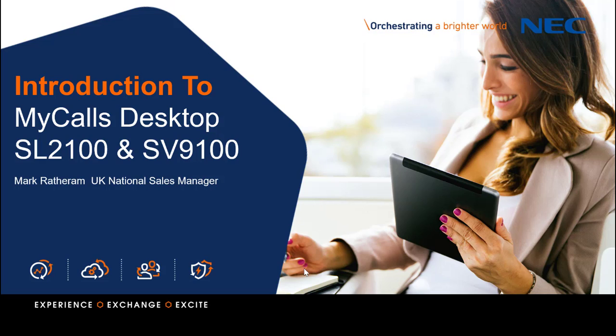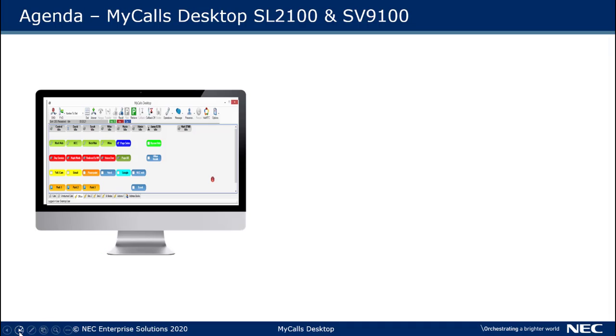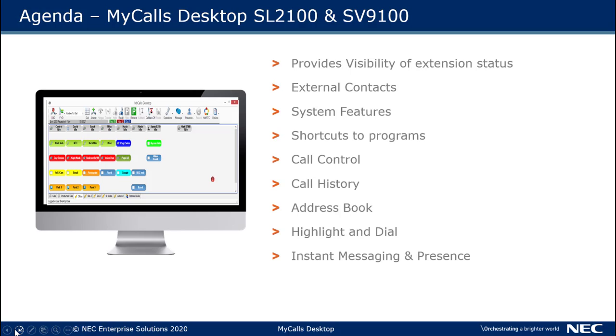So with that said, let's get under the hood and understand a few of the features and functionality that the application can actually provide you. So MyCalls Desktop, as we've already established, is an application that can work alongside the 2100 and 9100. It will provide you visibility of your colleagues' extensions, so we can actually see when they're on the phone, whether that be an internal call, external call, outgoing call, even when they've taken their phone off because they want a quiet Monday morning. And equally, if you're using presence, which we'll talk about shortly, I can see when my colleagues are on holiday, when they're in a meeting, what time they're due back, etc.